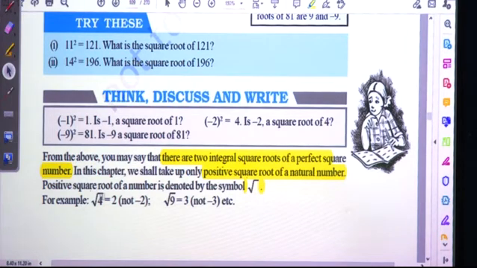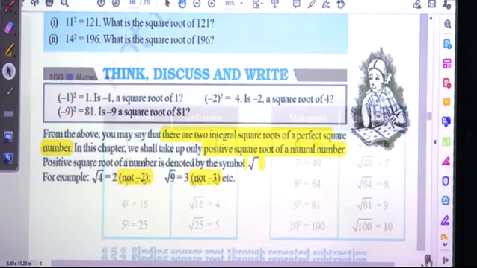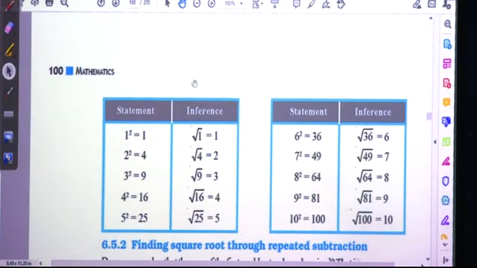For example, square root of 4 is equal to 2, not minus 2. Why are we not considering minus 2? Because in this chapter our studies are restricted to only the positive square root of a natural number. Similarly, square root of 9 is equal to 3, not minus 3. The reason is the same as mentioned here. Proceeding further, let us move on to the next page.